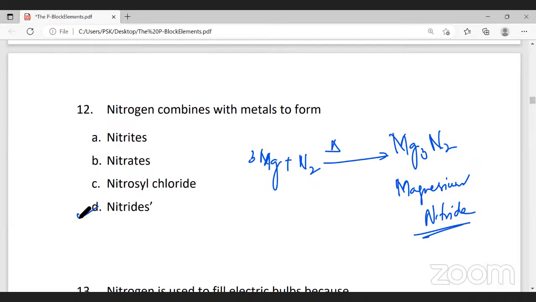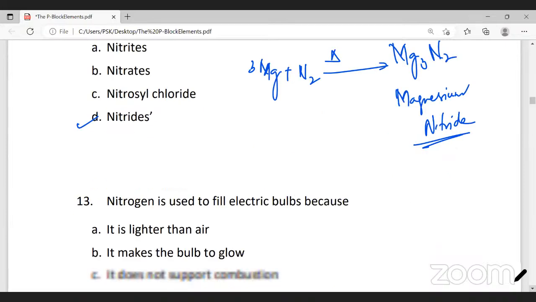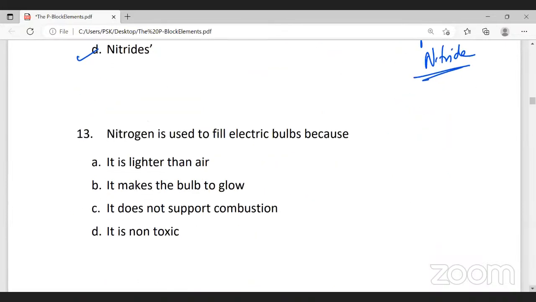The next question. Nitrogen is used to fill electric bulbs because it is lighter than air, it makes the bulb glow, it is not a supporter of combustion, it is non-toxic. Nitrogen is not a supporter of combustion. So in the electric bulb, the filament will get heated to a high temperature. If we have oxygen, it can burn. So therefore, to avoid the combustion, nitrogen is filled in the electric bulb because it is a non-supporter of combustion.